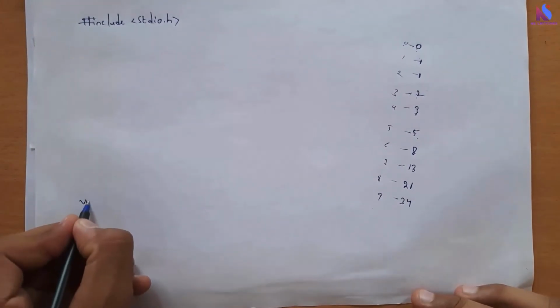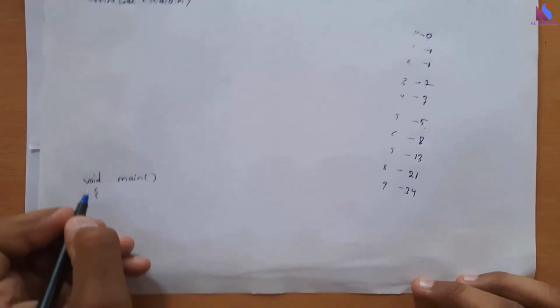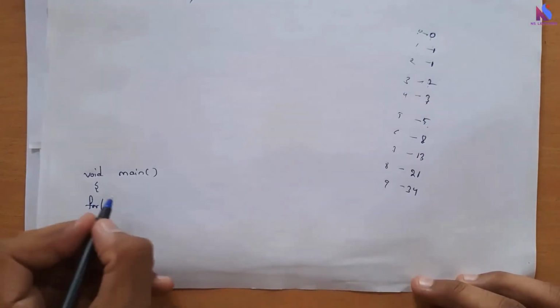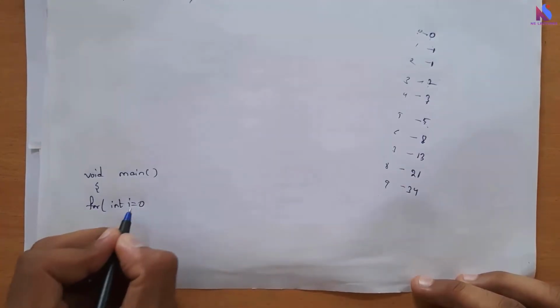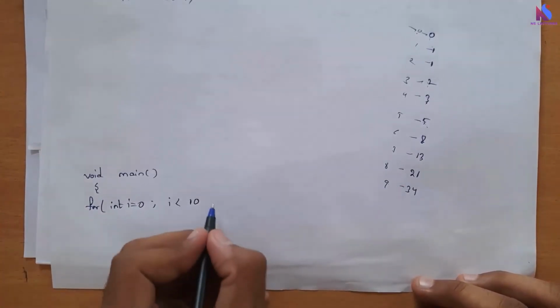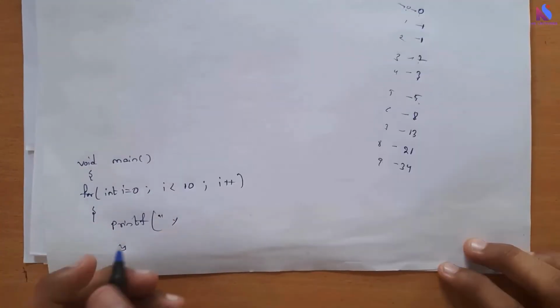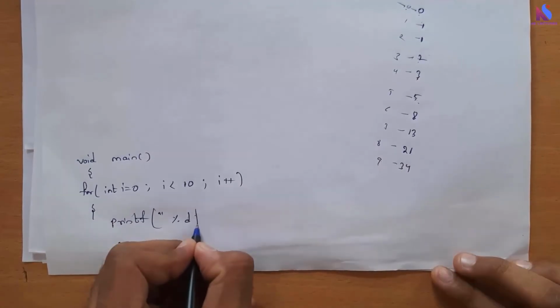So for that purpose I need to take a for loop. I wrote here void main. Inside void main you need to take a for loop. For all these are integers. So int i equal to 0 up to 9, meaning i less than 10, i plus plus. Inside this you need to write printf %d \n comma.